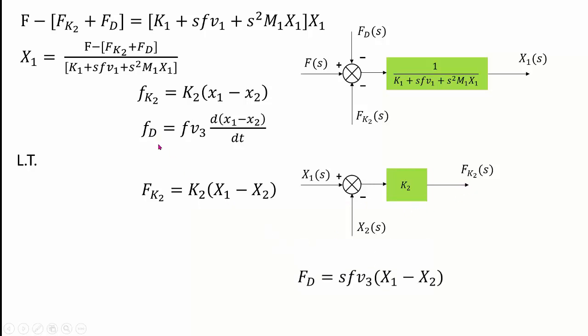Likewise, you will have the expression for Fd. If you take the Laplace transform of this expression, Fd equals s fv3 (x1 minus x2). Notice that fv3 is not a function; it's a constant. It's a coefficient of damping related to friction. While this Fd is the force, the frictional force exerted because of the dashpot, this fv3 is the damping coefficient.